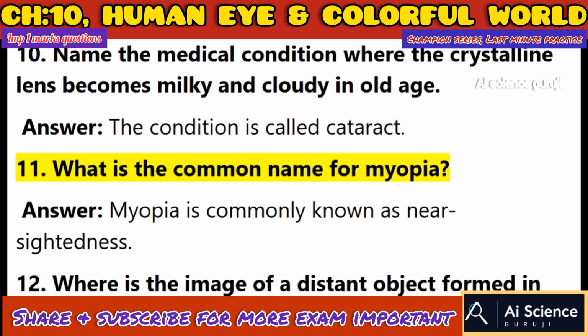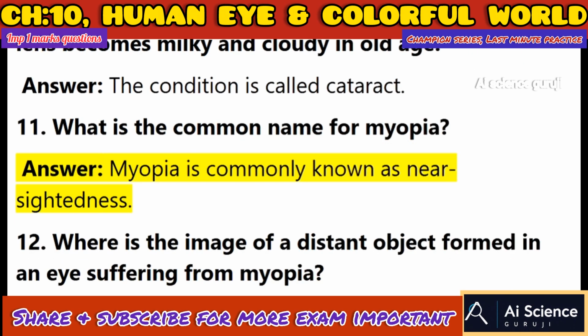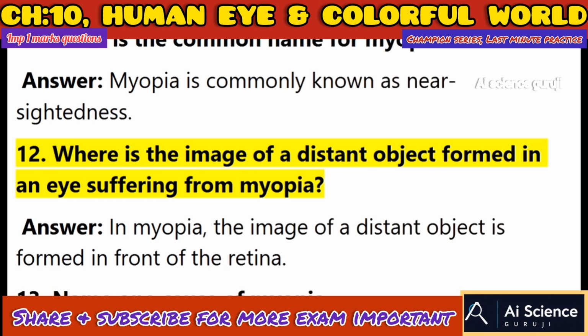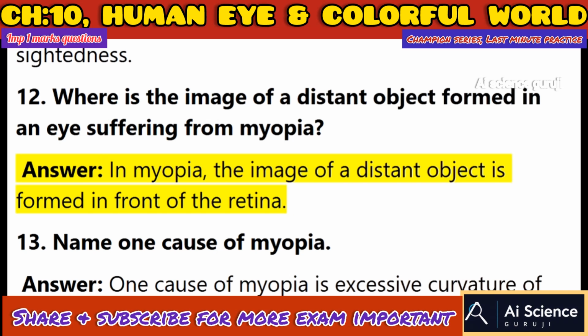11. What is the common name for myopia? Answer: myopia is commonly known as nearsightedness. 12. Where is the image of a distant object formed in an eye suffering from myopia? Answer: in myopia, the image of a distant object is formed in front of the retina.